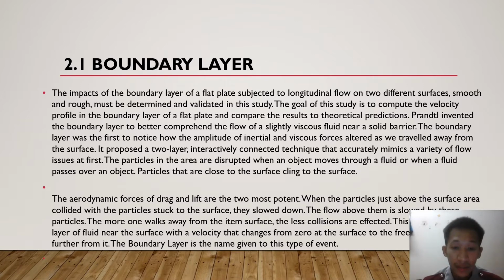This creates a thin layer of fluid near the surface in which the velocity changes from zero at the surface to the free stream value away from the surface. So this kind of phenomenon is called a boundary layer.